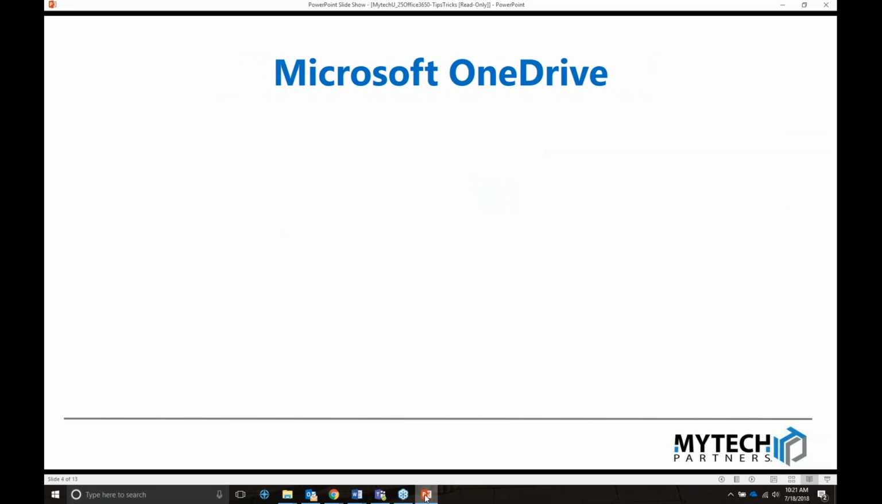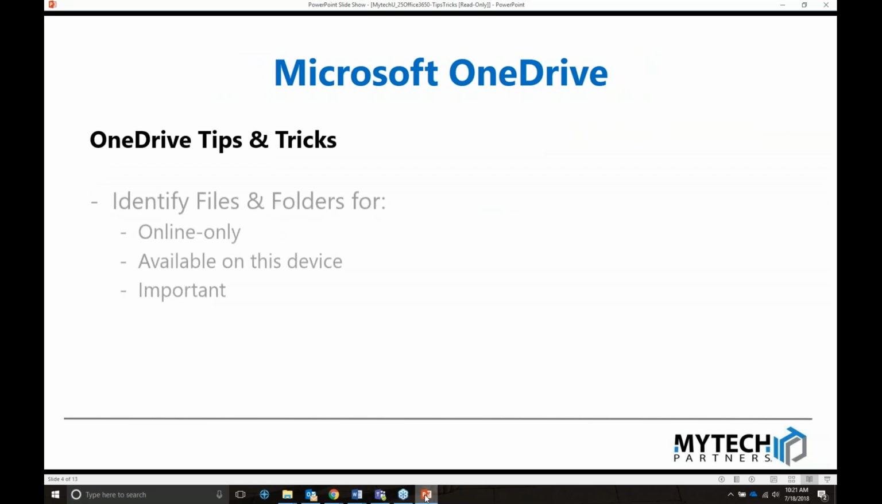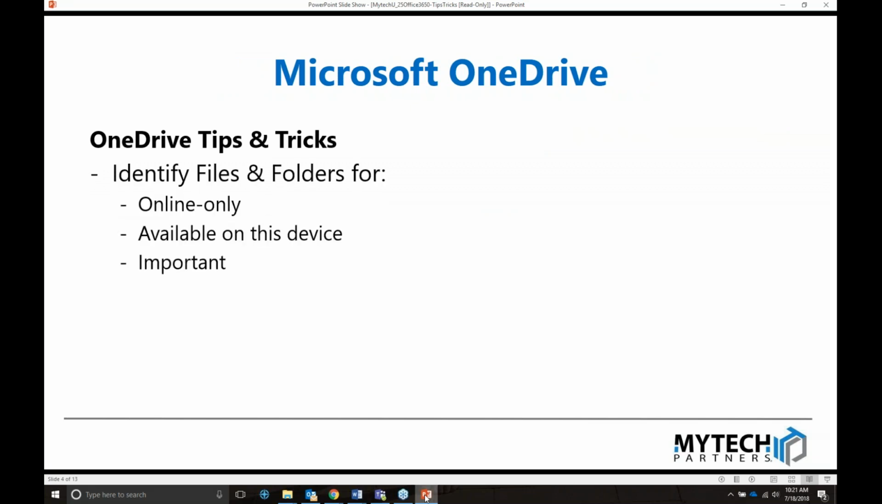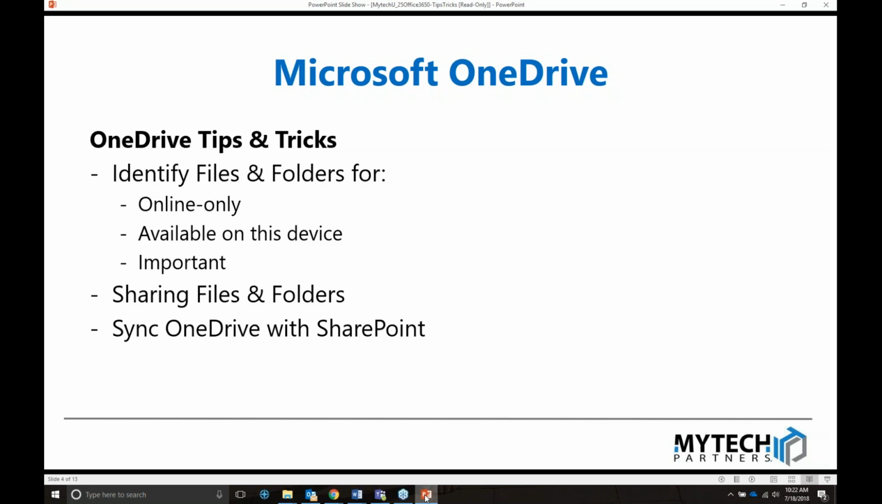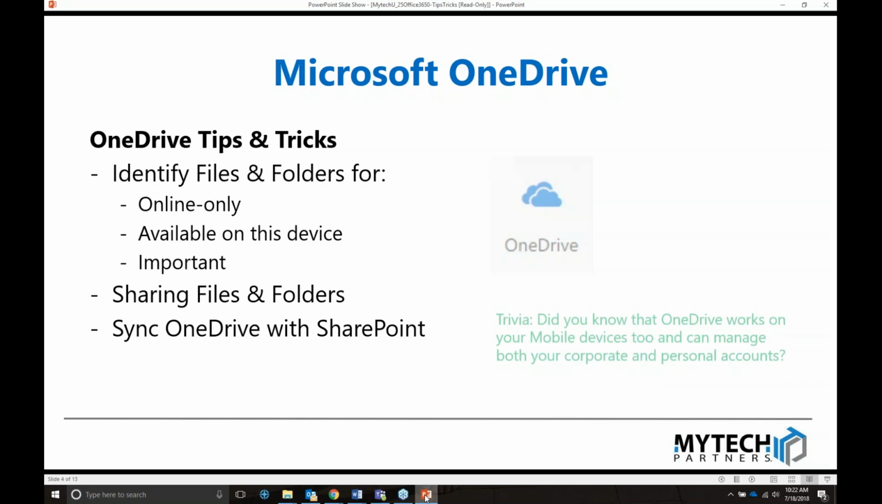Excellent. All right, so moving on, OneDrive, a fantastic feature in Office 365. You can do files online only, download them to your device so they're available to you all the time, and then you can also mark some files as important. You can also share files and folders internally and externally if you're working with, say, some clients outside of your business. And then you can also sync OneDrive with SharePoint. There's a couple of handy things there. So let's dive on into OneDrive.